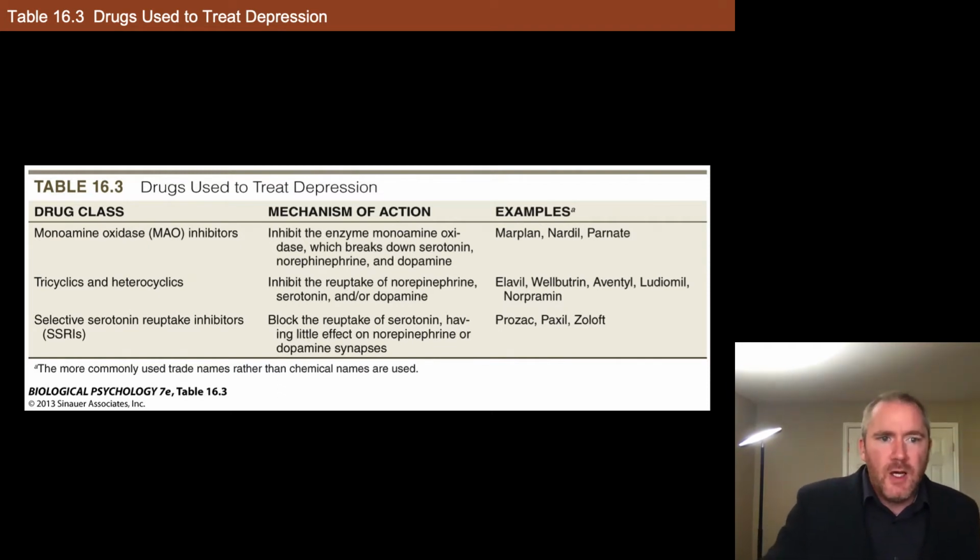So MAO inhibitors inhibit the enzyme monoamine oxidase, which breaks down serotonin, noradrenaline, and dopamine. Tricyclics inhibit the reuptake of norepinephrine, serotonin, and or dopamine. Again, both of these are first thought to really produce the long-term changes on the noradrenergic system, with the alpha and beta receptors being profoundly affected. And then you start to get some serotonin receptor changes over weeks as well. SSRIs are more selective at the serotonin system. But again, you're going to hear this recurring idea that noradrenaline is probably pretty important here and is often overlooked in the commercials. So SNRIs also target the noradrenergic or norepinephrine system selectively.